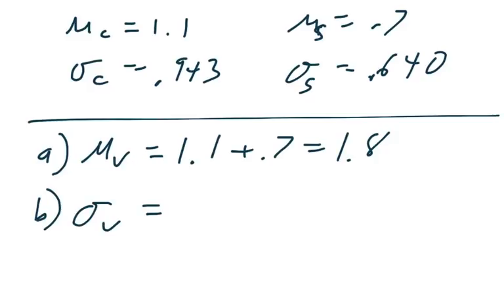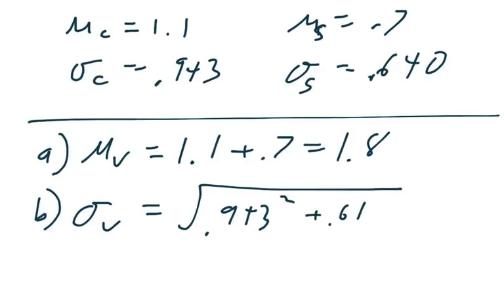And for the standard deviation of the vehicles, we used our new formula, which was the square root of 0.943 squared plus 0.640 squared, which turns out to be 1.13.